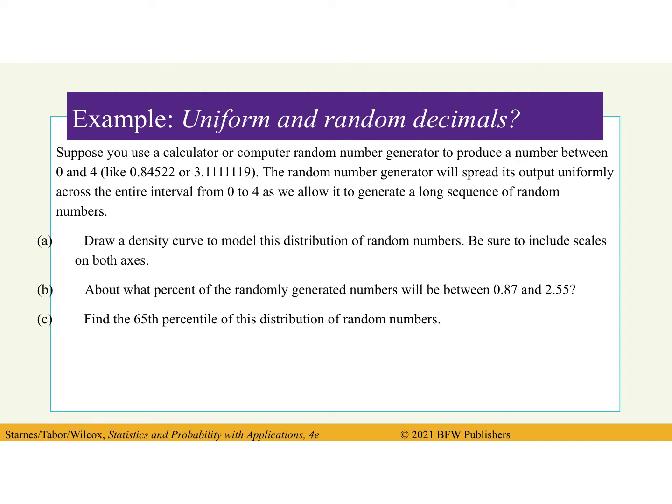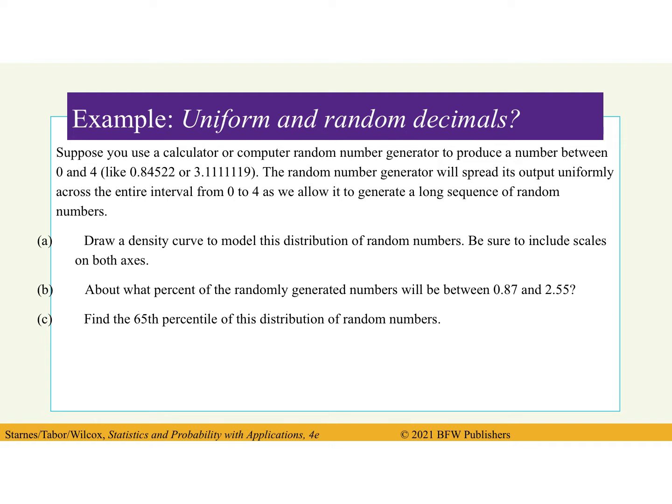Suppose we use our calculator or a computer random number generator to produce a number between 0 and 4, like 0.845552 or 0.3111119. The random number generator will spread its input uniformly across the entire interval from 0 to 4 as we allow it to generate a long sequence of random numbers, as we let it just continue to generate numbers from 0 to 4 over and over again.